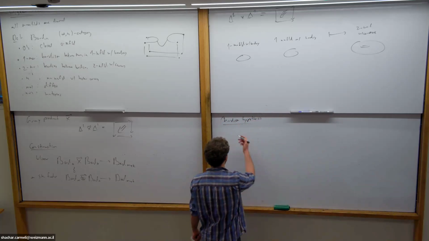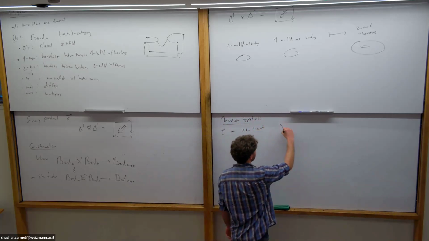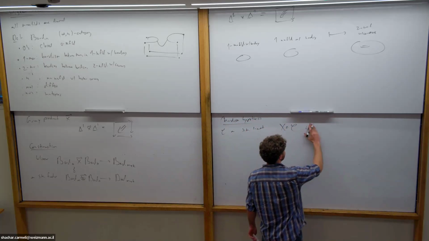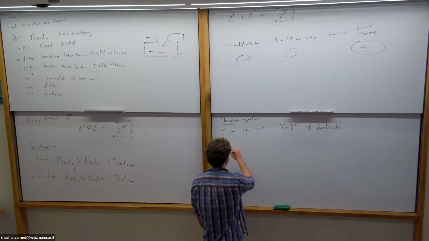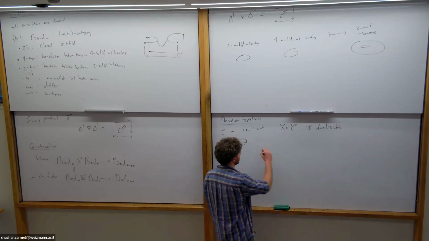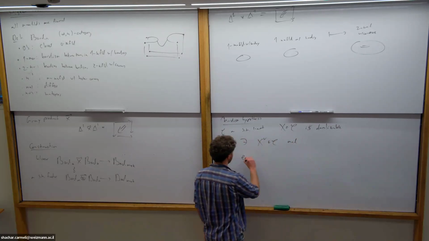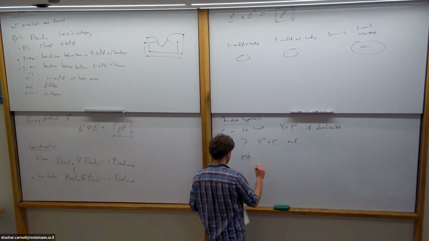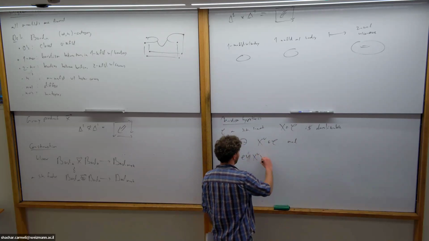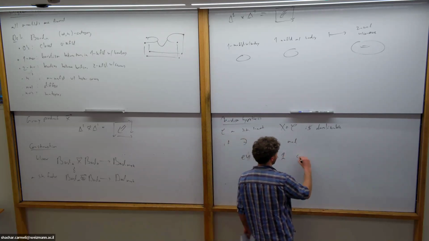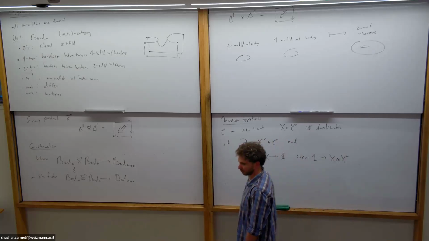We say in a regular one category, a symmetric monoidal one category C, that an object X in C is dualizable if there exists another object, which we'll call the dual, and maps, which we'll call the evaluation from X dual tensor X to the unit, and the co-evaluation from the unit to X tensor X dual, such that they satisfy the zigzag identities.